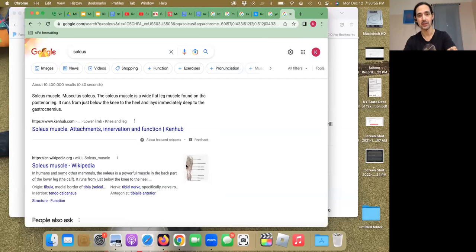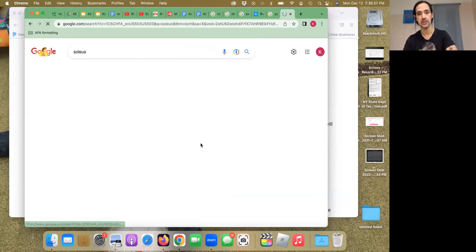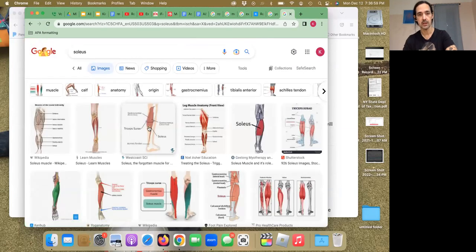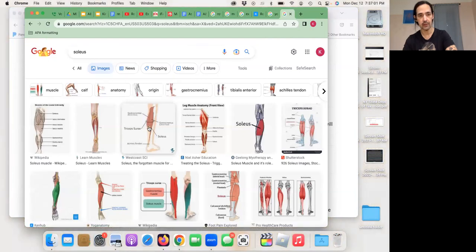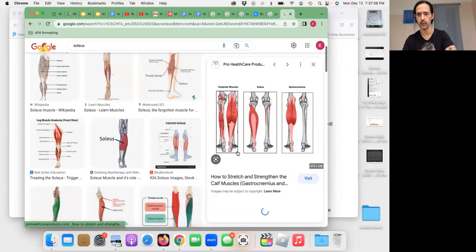Soleus muscle. So the soleus is in the back of the foot. Yeah, okay. Here's a decent one. Is this a decent one? No, here's a better one.